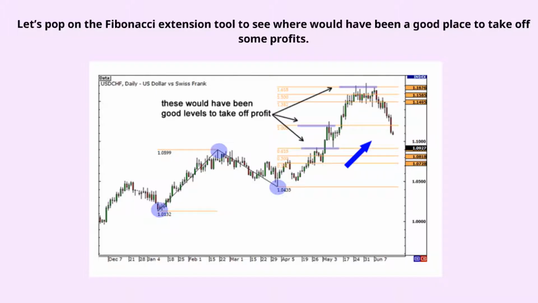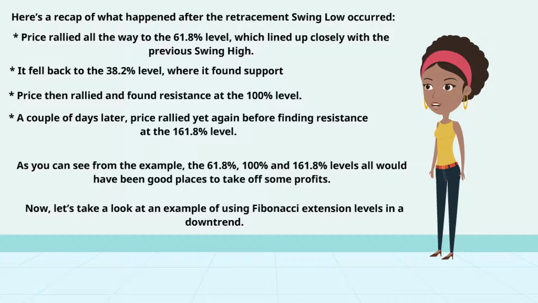Let's pop on the Fibonacci extension tool to see where would have been a good place to take off some profits. Here's a recap of what happened after the retracement swing low occurred. Price rallied all the way to the 61.8% level, which lined up closely with the previous swing high. It fell back to the 38.2% level, where it found support.